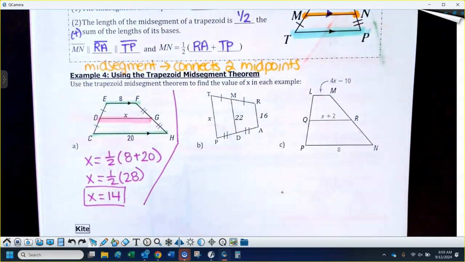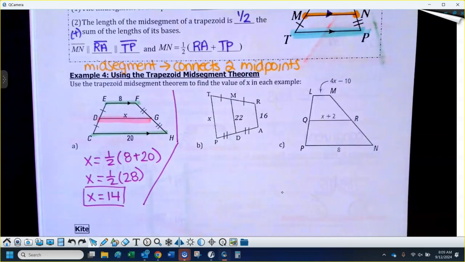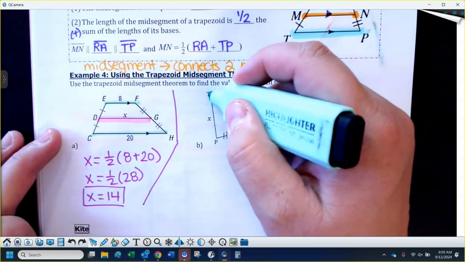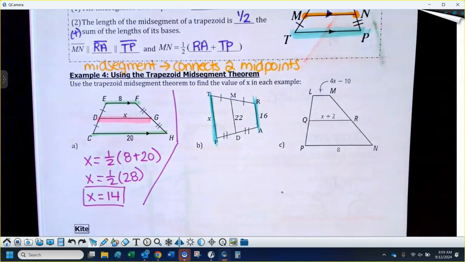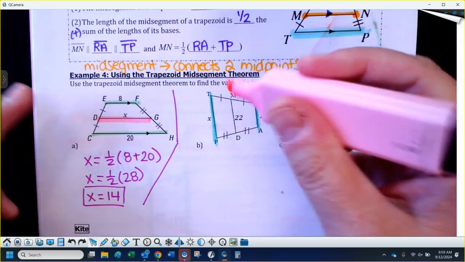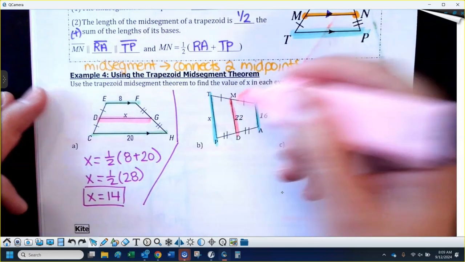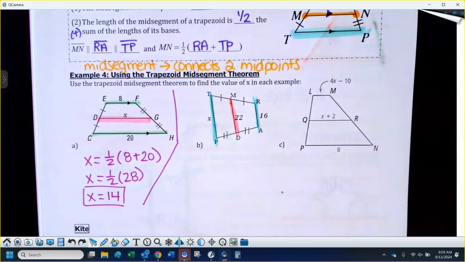Okay. Now, a couple of these are a little trickier. So, my two bases in this trapezoid are going to be left side, right side. And my mid-segment is going to be in between the two. Okay. Can anybody tell me how they could set up a little equation here to solve for x? Because in this one, we're actually going to solve for one of the bases.